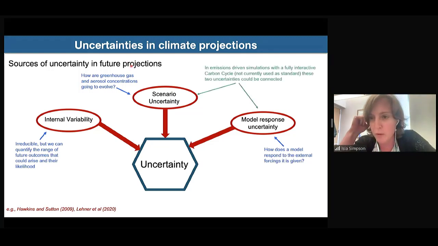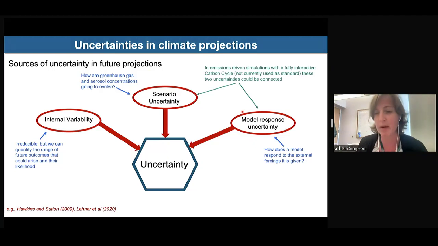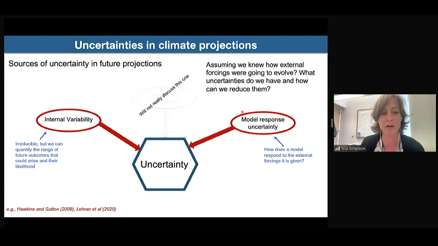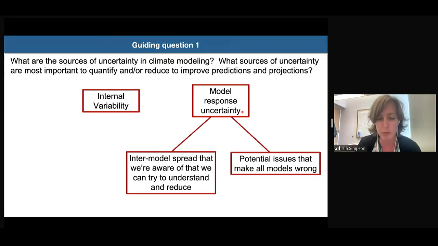I just want to note that as we move towards fully interactive carbon cycle models that are emissions driven as opposed to concentration driven, these uncertainties would become a bit more connected, because the models would be starting to determine how much carbon is taken up by the land and the ocean. But here I'm not really going to discuss the scenario uncertainty and will focus on the internal variability and the model response uncertainty. I further want to divide the model response uncertainty into two parts. One is intermodel spread that we're aware of, that we can try to understand and reduce. And the other is some potential issues that might be lurking that might be making all of our models wrong.